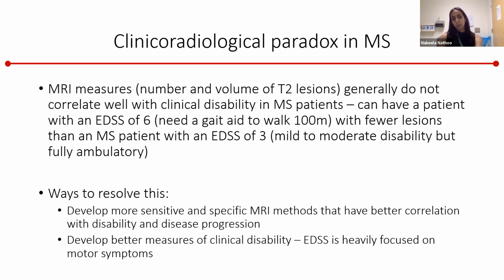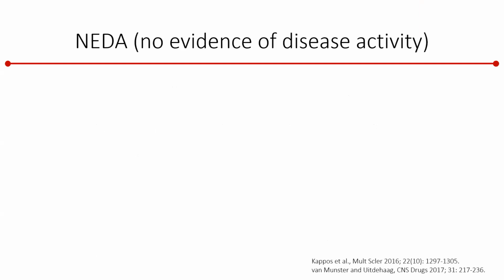And then the second is developing better measures of clinical disability. EDSS is unfortunately very heavily focused on motor symptoms, and I think that's something that people are trying to work on. The difficulty is you can have a clinical measure that could be reproducible, but it may also be very tedious. And so the EDSS is quite quick and easy to incorporate into doing an exam for a patient, and that's part of the reason that it hasn't really changed yet.